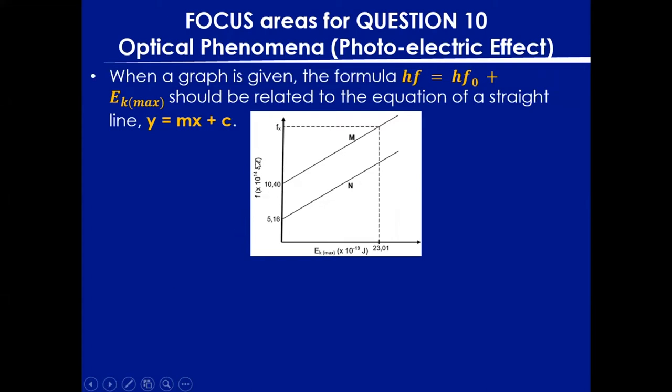Like here, you see they plotted frequency on one axis and Ek max on the other. So what you need to do is look at your equation and adjust it so that it's in the form of y = mx + c. Since there is frequency here, we are saying hf = hf naught plus Ek max. But they plotted this one versus that, so I can just rearrange and put Ek max there, plus hf naught.